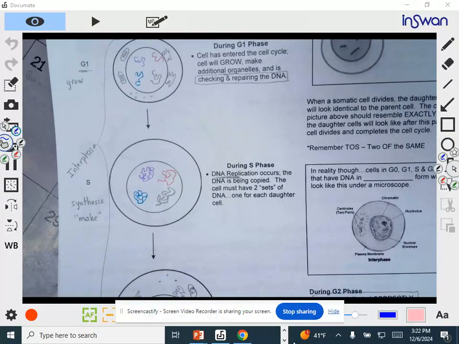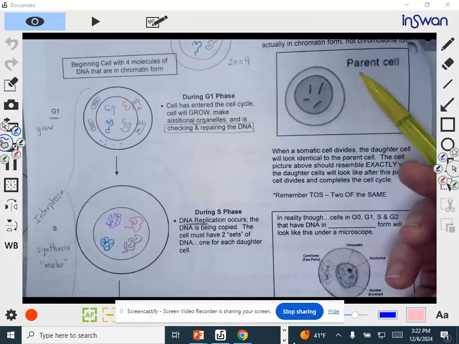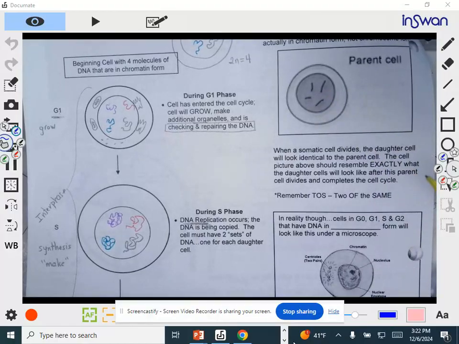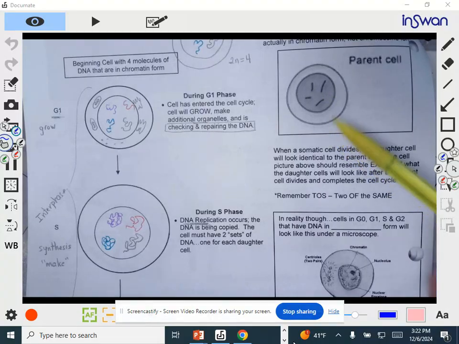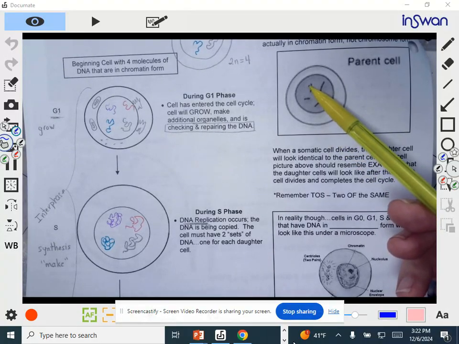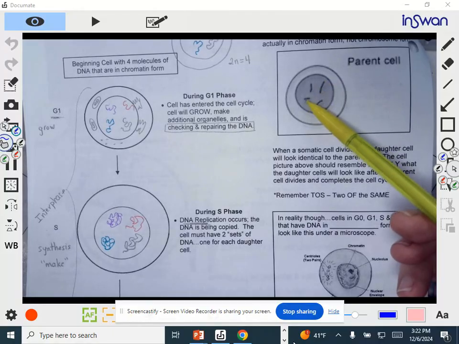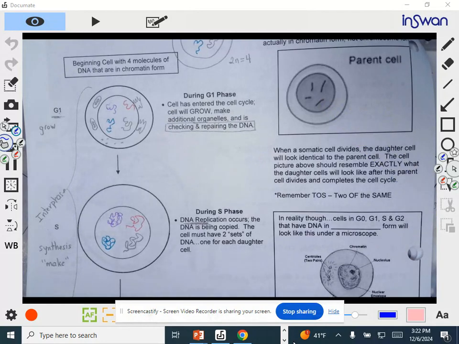Now what can be confusing is sometimes we're going to have to draw pictures so you can see a cell and how many chromosomes are in it. And the thing is, this cell doesn't ever exist. You can't find a picture of a cell that just has DNA in chromosome form and it just looks like single lines here, because you can't ever see chromosomes until after the cell copies those chromosomes, which we're going to draw that cell here in just a second.